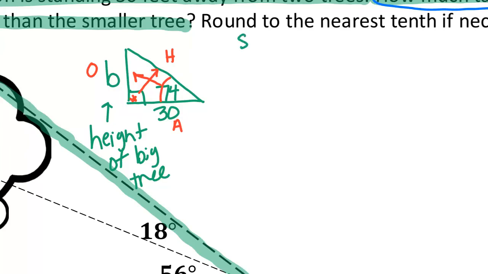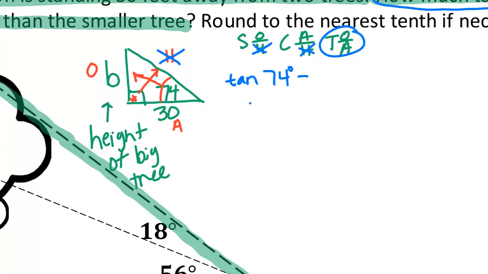So for SOHCAHTOA, which letter can we cross out? H. I don't have an H. So I'm left with TOA. What does T stand for? Tangent of my angle, which is 74 degrees, is equal to the opposite side, which is what? This is my variable. I'm using B, so I'm putting B. And my adjacent side is 30.